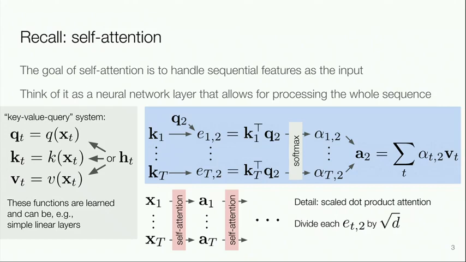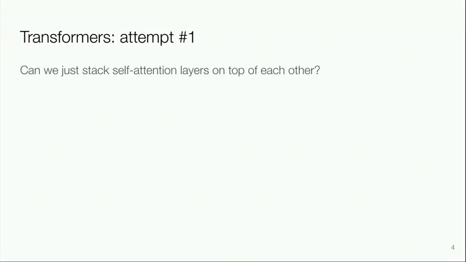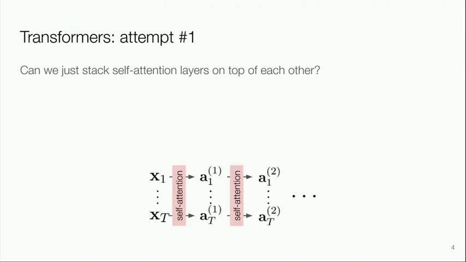Right, so we got self-attention. All right, this is self-attention. Let's take this idea of this layer that we now have for processing whole sequences and try to use it to build the transformer. Attempt number 1. Can we just stack self-attention layers on top of each other in this way that we've sort of described?